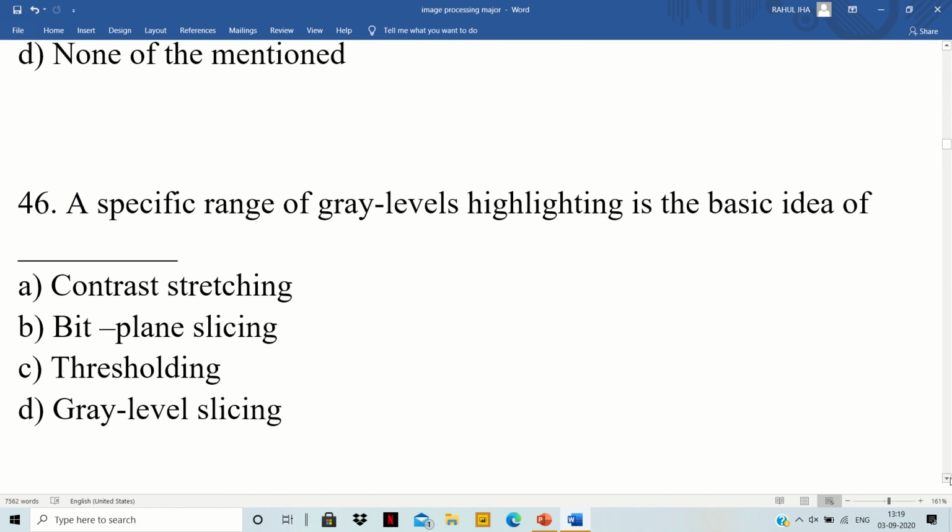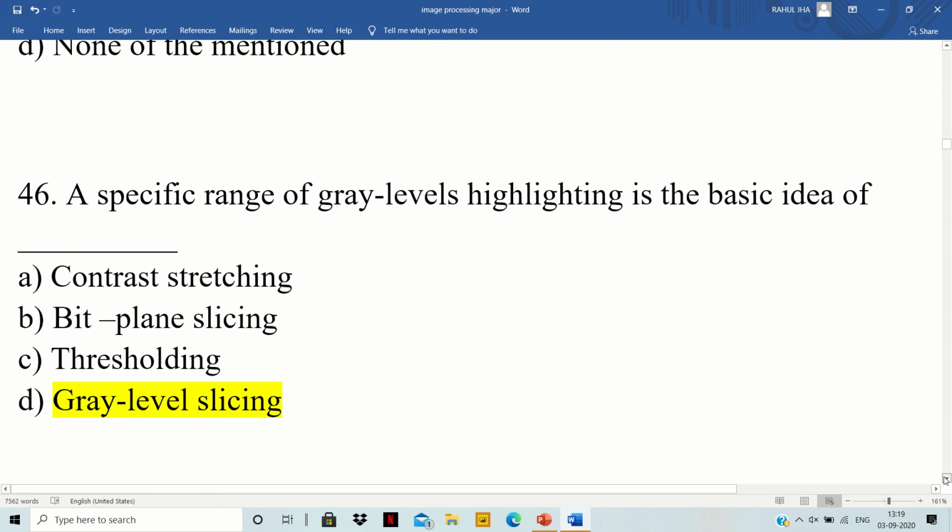D is gray level slicing. What is gray level slicing? It basically manipulates a group of intensity levels. It performs some different operations, and this will perform up to a specific range. So a specific range of gray levels highlighting is the basic idea of gray level slicing. Okay, next question.